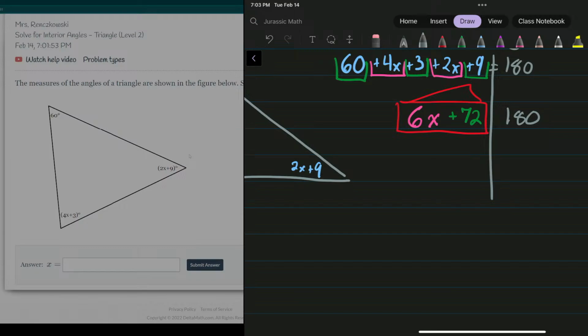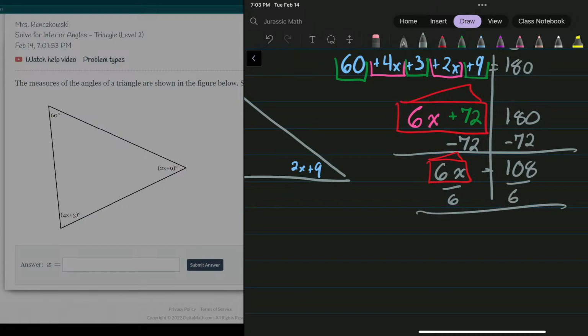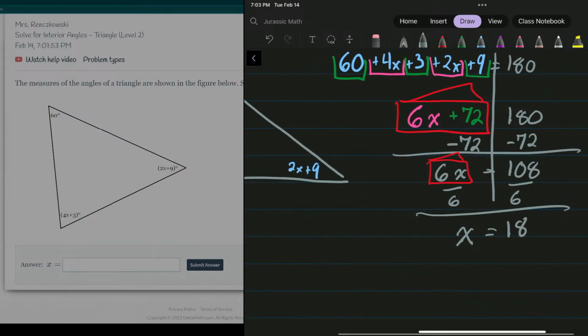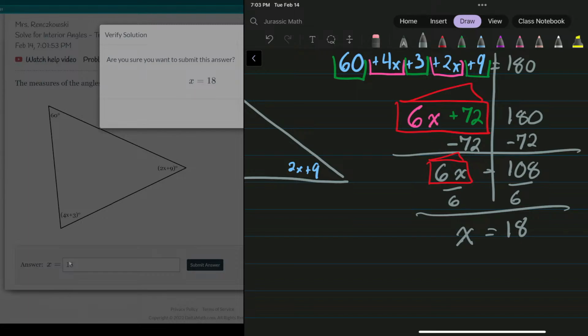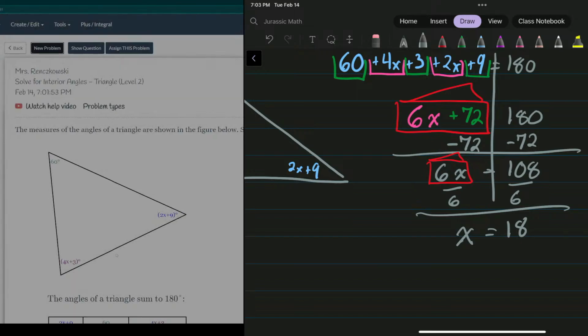So we first take away the 72 on both sides and get 6x equals, luckily I have a calculator, 180 minus 72, I get 108. I draw my house again. I'm going to divide by 6 this time. And I get x equals, divide by 6, 18. There we go. Since it's only asking me for what is x, I can type in 18, hit yes, and voila. Beautiful check mark.